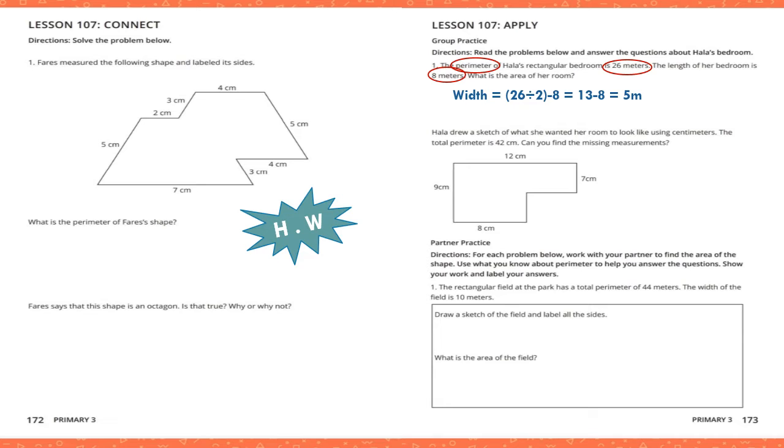Now we have length and width. So area equals length times width equals 5 times 8 equals 40 square meters.